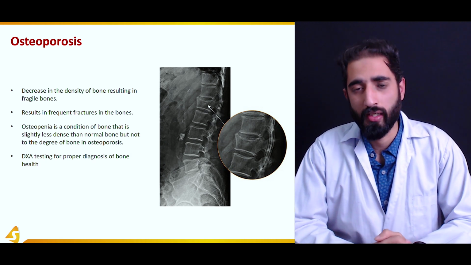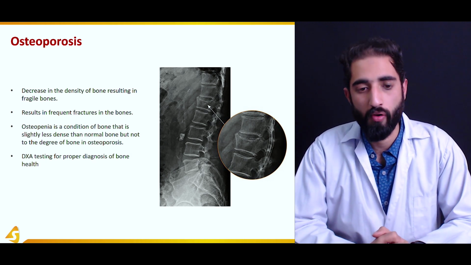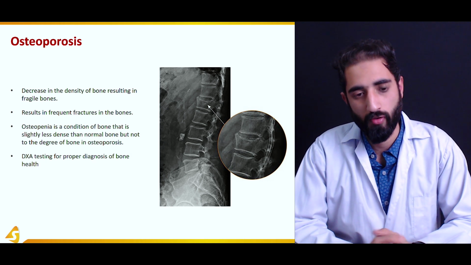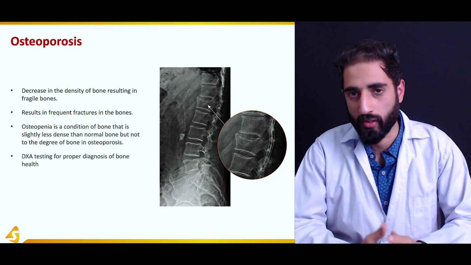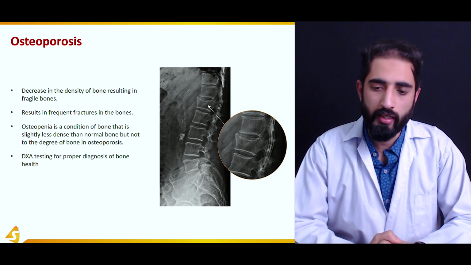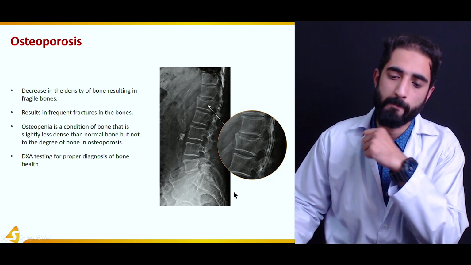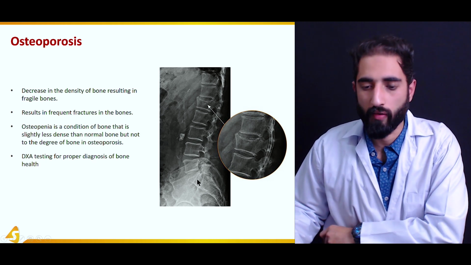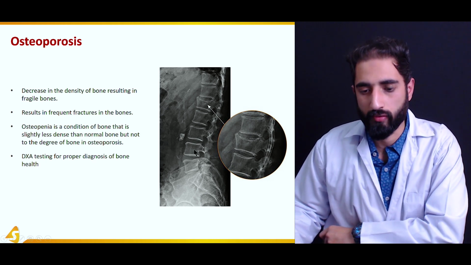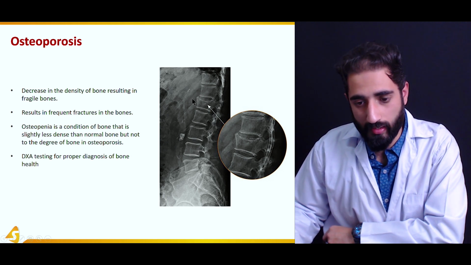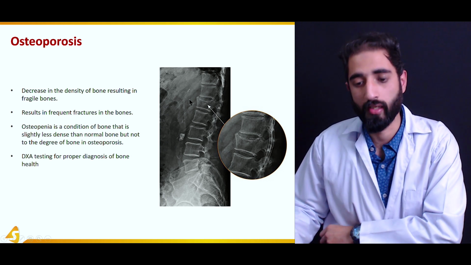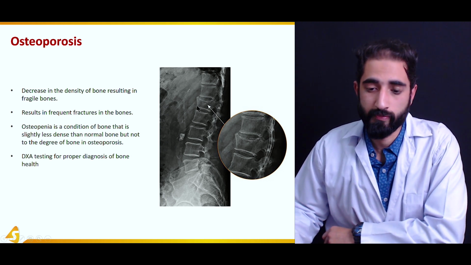A very common test which is performed for diagnosing osteoporosis is the DEXA scan, which can tell you about the mineral density of the bone. And here you can also see an X-ray of the lumbar spine. This is L5, L4, L3, L2, and L1. Here you can see that this part is osteoporotic and it is at risk of developing a compression fracture.